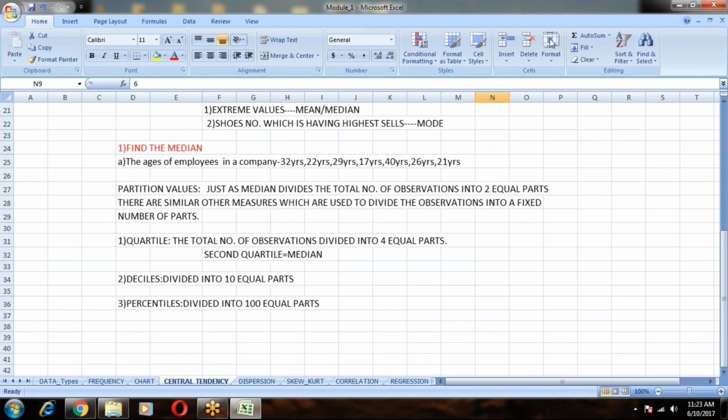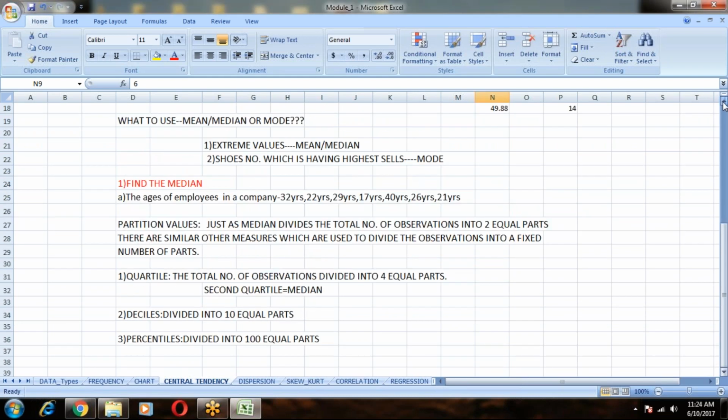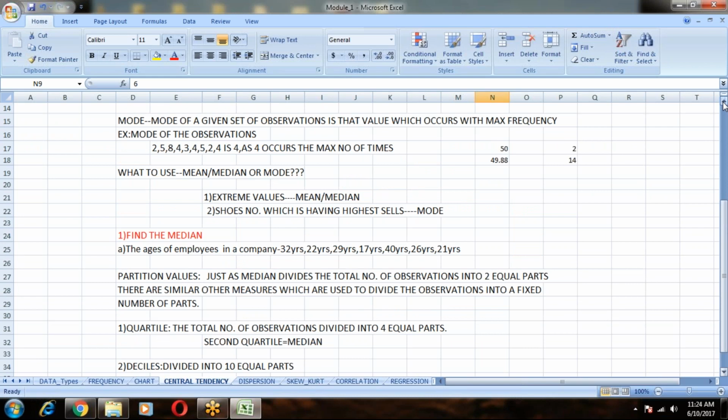Last concept is your mode. Now, when do we use the mode concept? The value for which the highest frequency is there. Suppose I want to know, one example, which shoe number is having the highest sales in the last month.